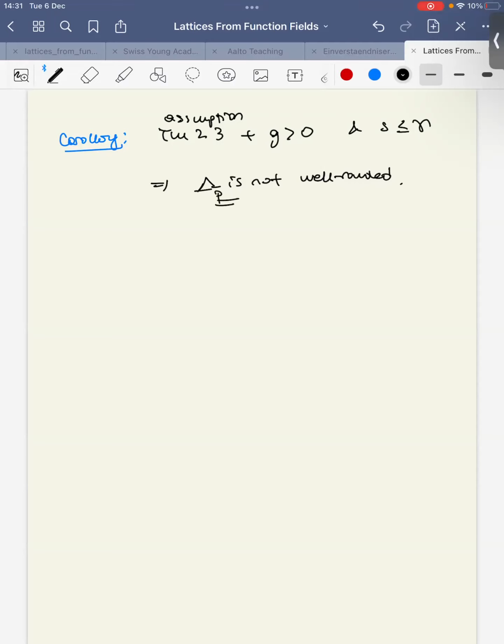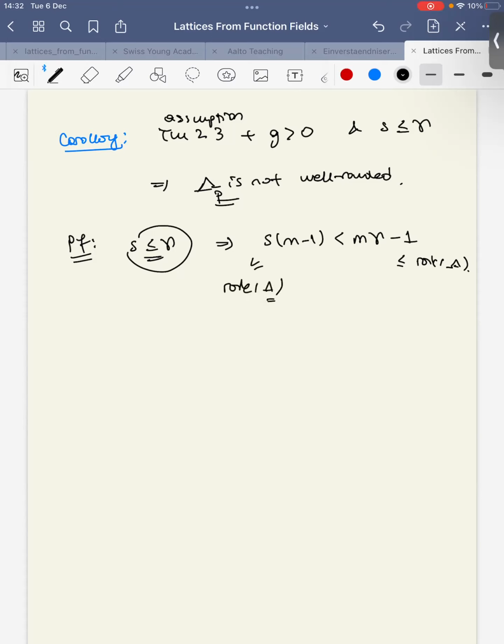To say how this function field is not well-rounded, it's enough to observe that this assumption implies that S times M minus 1 is strictly less than M times gonality minus 1. So we know that this quantity is less than or equal to the rank of our function field lattice by the previous theorem, and this is bigger than or equal to the rank of the sublattice spanned by the set of minimal vectors. And this strict inequality shows us that the function field lattice is not well-rounded.